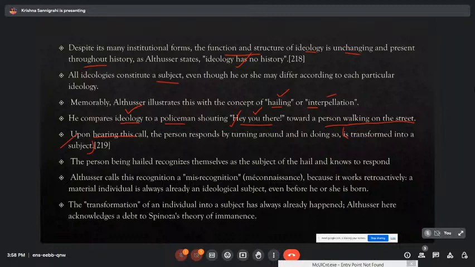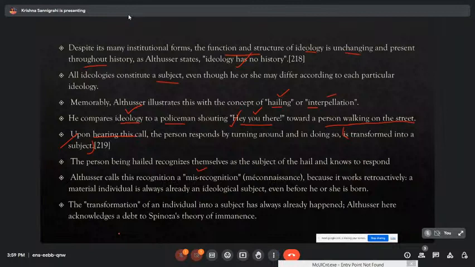Right? So interpellation gives us the theory of how an individual becomes a subject. The person being hailed recognizes themselves as the subject of the hail and knows to respond. Althusser calls this recognition a misrecognition mechanism because it works retroactively. That is, a material individual is always already an ideological subject even before he or she is born. The transformation of an individual into a subject has always happened.